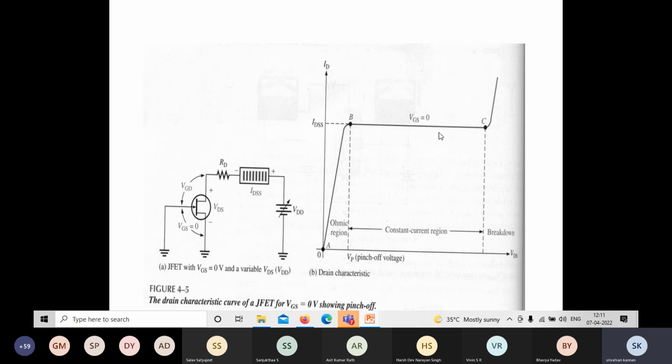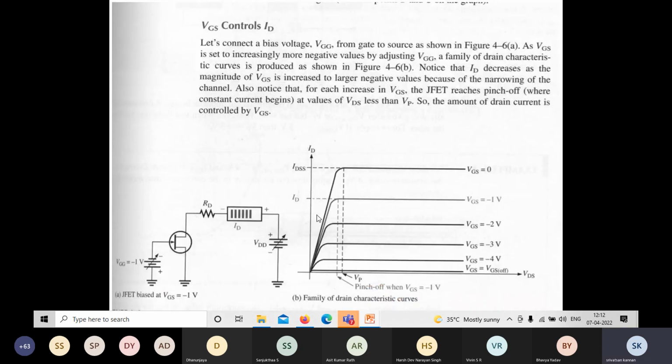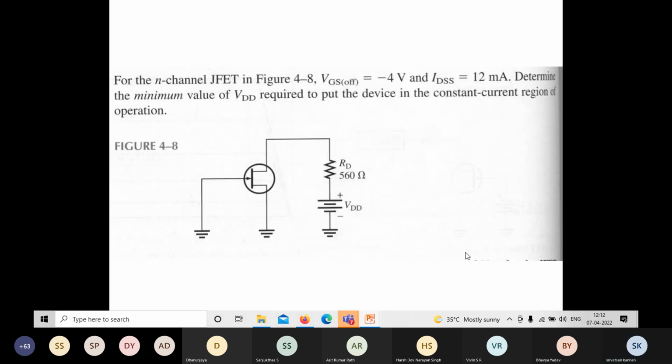Suppose I apply VGS of -1 volt, what will happen? Will the current increase or decrease? Increase. See, I said when you apply reverse bias, it creates a depletion region, which obstructs the current flow, right? So the current will decrease. You can clearly see from this diagram: this is VGS 0, this is VGS -1, VGS -2, VGS -3, VGS -4, and VGS off. This is the cutoff region. So we are going to plot this curve.